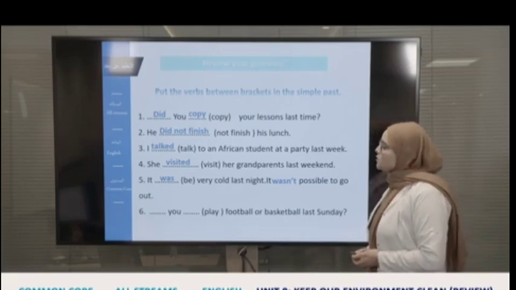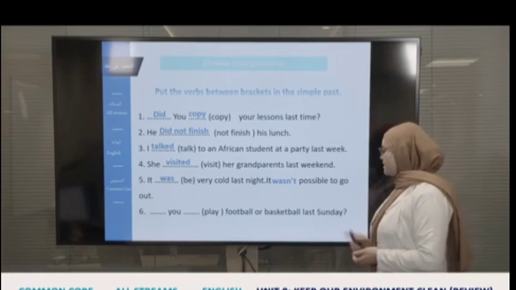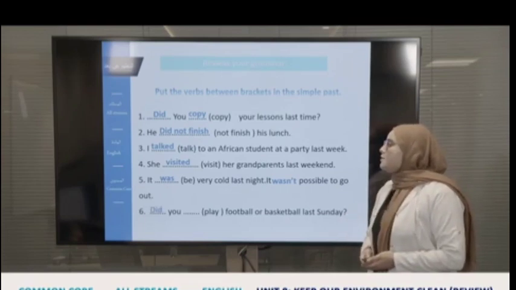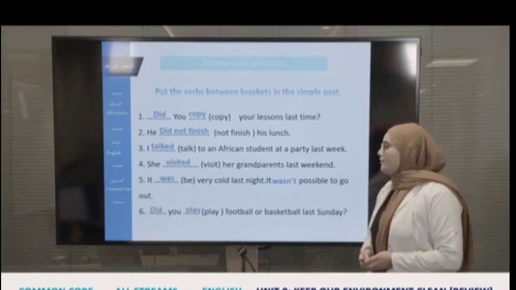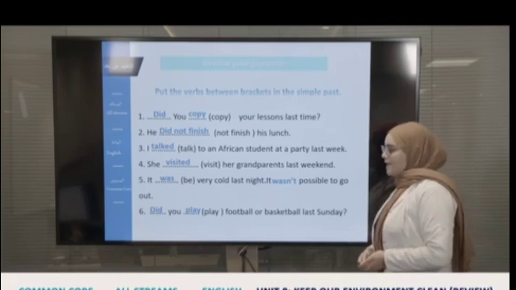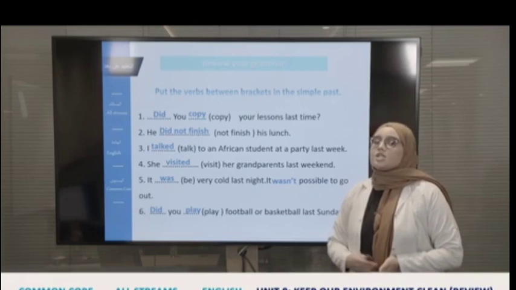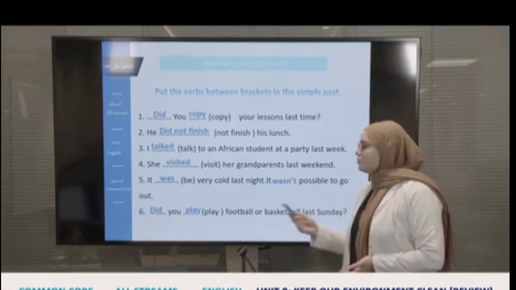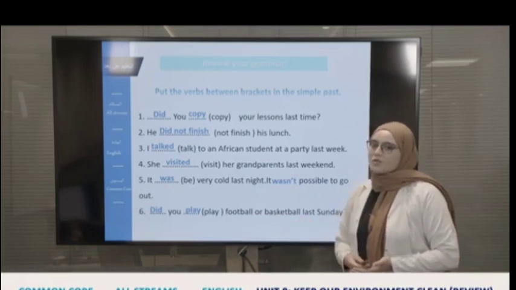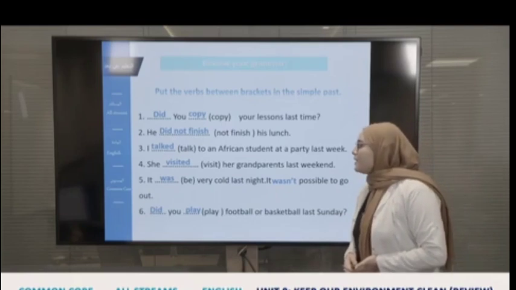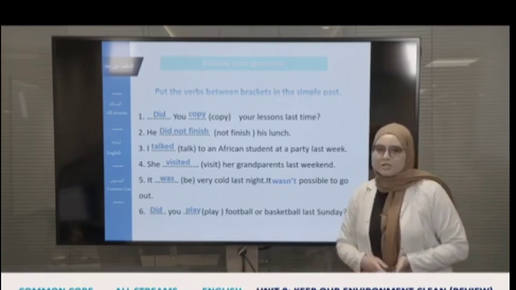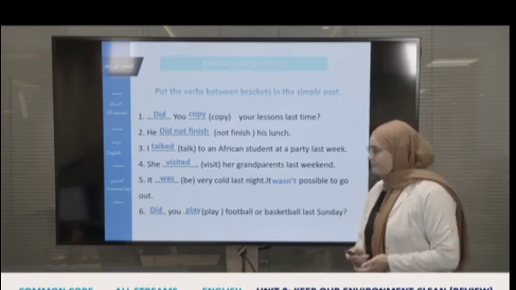Number 6, here also we have an interrogative form. See here the question mark. So, did you play football or basketball last Sunday? Here again, we need an auxiliary verb, which is do. We conjugate it in the past. The past of do is did, because do is an irregular verb. Plus the subject, plus the infinitive.